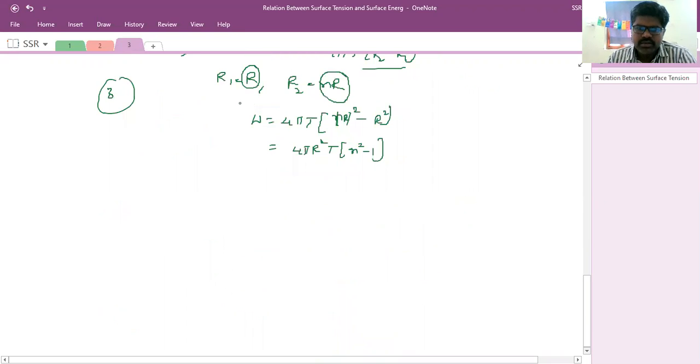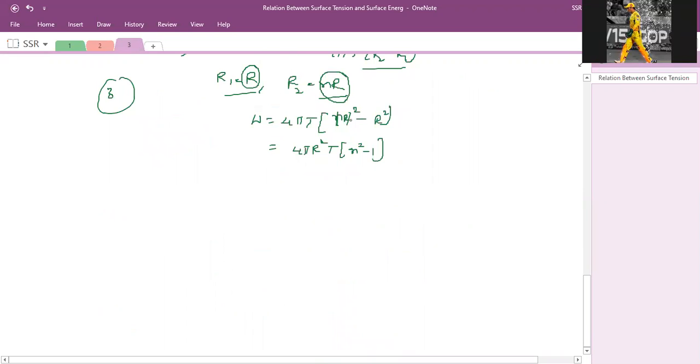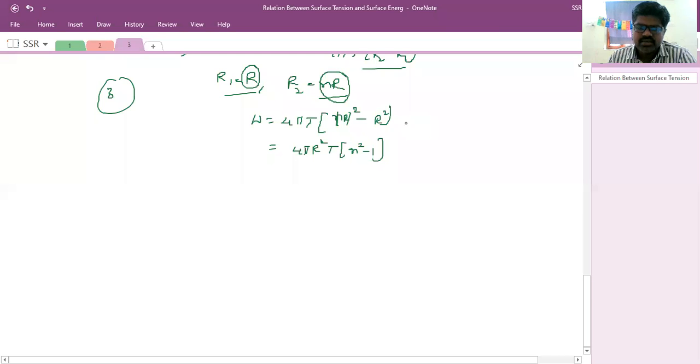Next we have done work done to increase the radius, where R1 is R and R2 is NR. Then you can substitute. NR whole square is N square R square, minus R square. That is 4 pi R square T into N square minus 1. Up to this we discussed. Are you clear up to this? Yesterday evening class we discussed this. Next we will go to the fourth case.